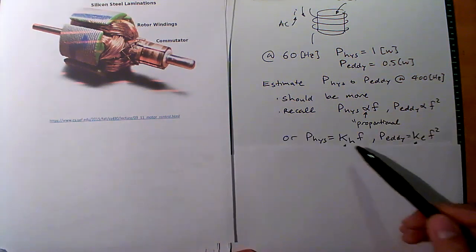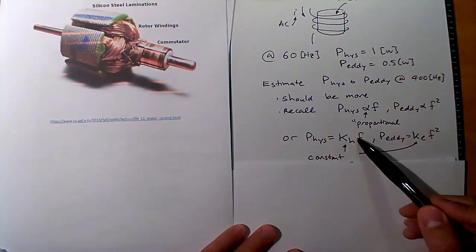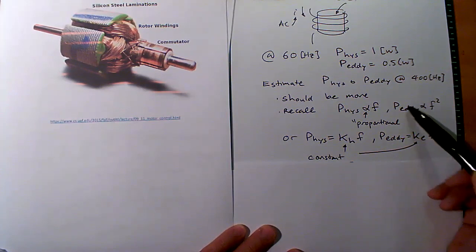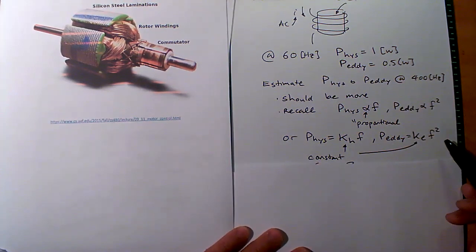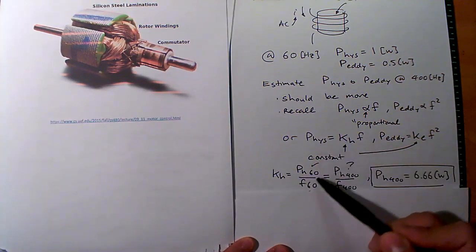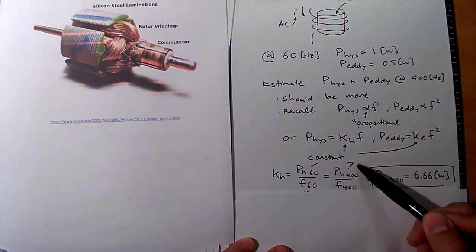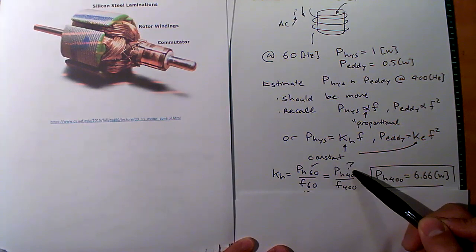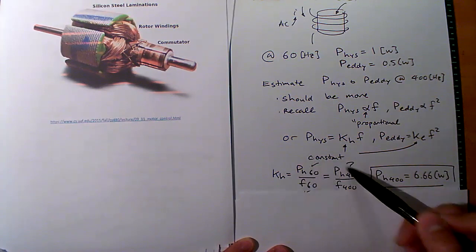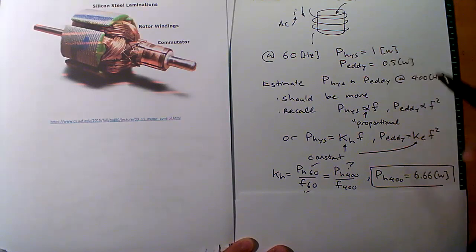So I could write these down. The hysteresis losses equal some constant times the frequency, whereas the eddy current losses equal some constant times the frequency squared. Okay, so what we can do is, we know this constant is equal to P over F for the 60, but it's also equal to P over F for the 400. I don't know what the P is for the 400. That's what we're looking for. But I know this is 400, this is 60, and this is 1. I could easily solve that. One equation, one unknown. I get 6.66. Okay, great, bigger.